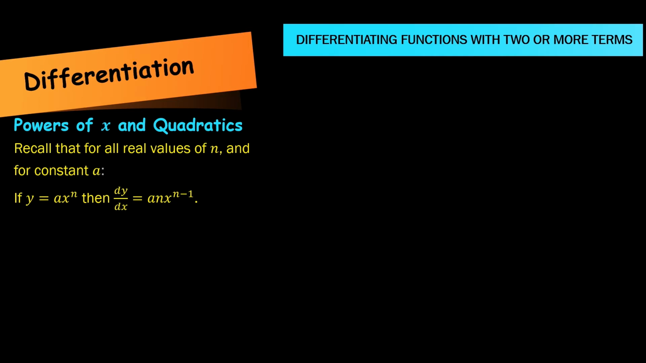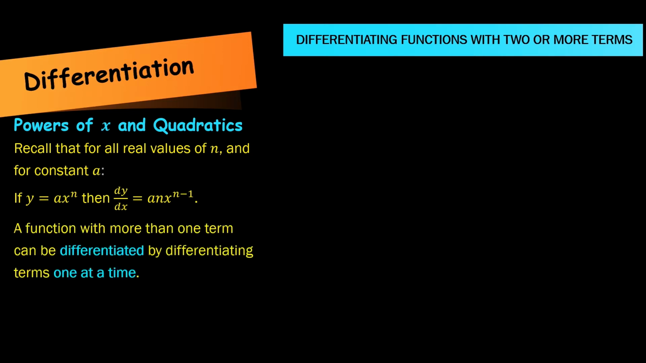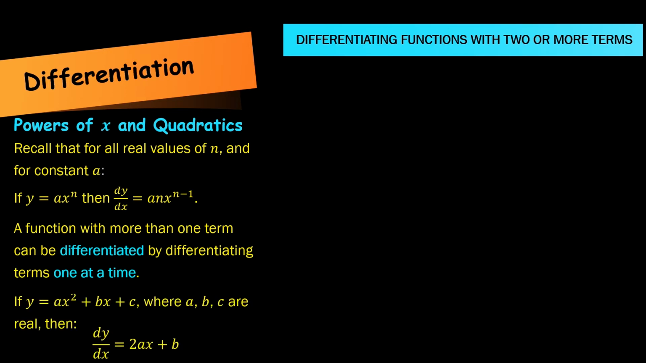Recall that for all real values of n and for a constant a, if y equals ax to the power n, then dy dx equals an times x to the power n minus 1. A function with more than one term can be differentiated by differentiating terms one at a time. If y equals ax squared plus bx plus c, where a, b and c are real, then dy dx equals 2ax plus b.